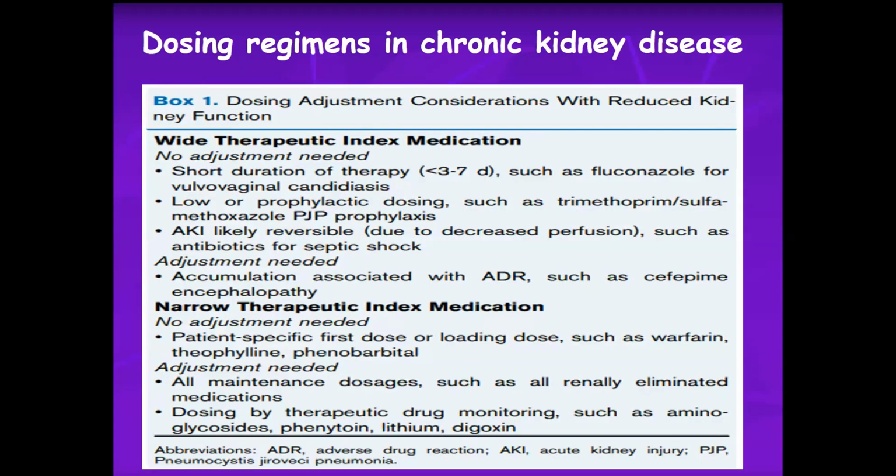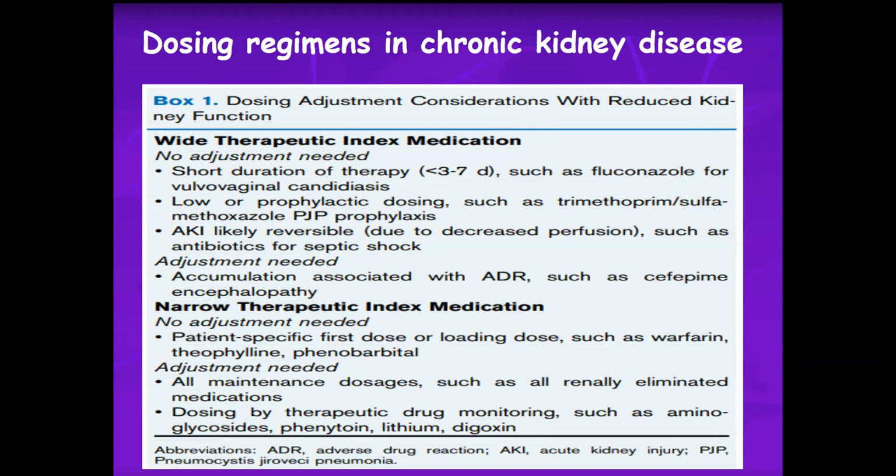Dosing regimens in chronic kidney disease. When the drug has a wide therapeutic index, no adjustment is needed. Also for a short duration of therapy, less than 3 to 7 days, such as fluconazole for candidiasis. Low or prophylactic dosing, such as trimethoprim, which is Bactrim. Or when AKI is likely reversible due to decreased perfusion, such as antibiotics for septic shock. Adjustments are needed when accumulation is associated with drugs such as cefepime encephalopathy.